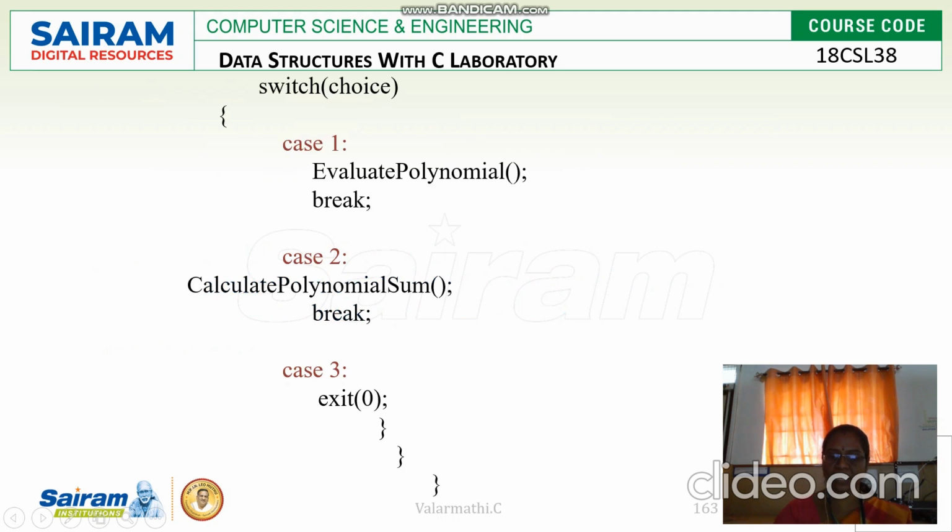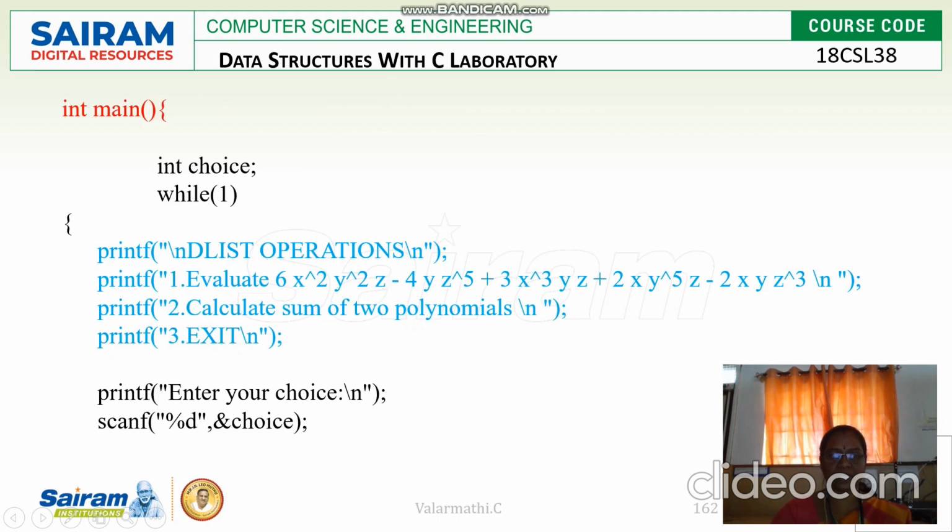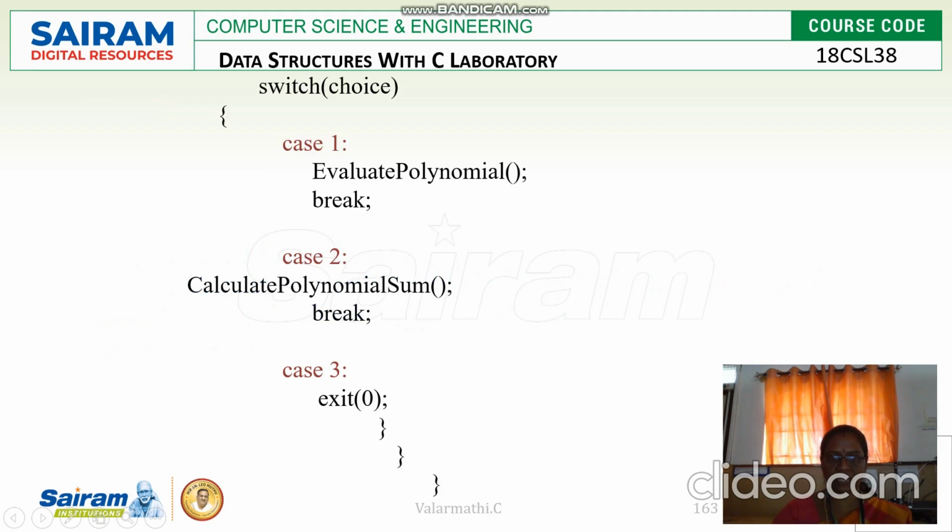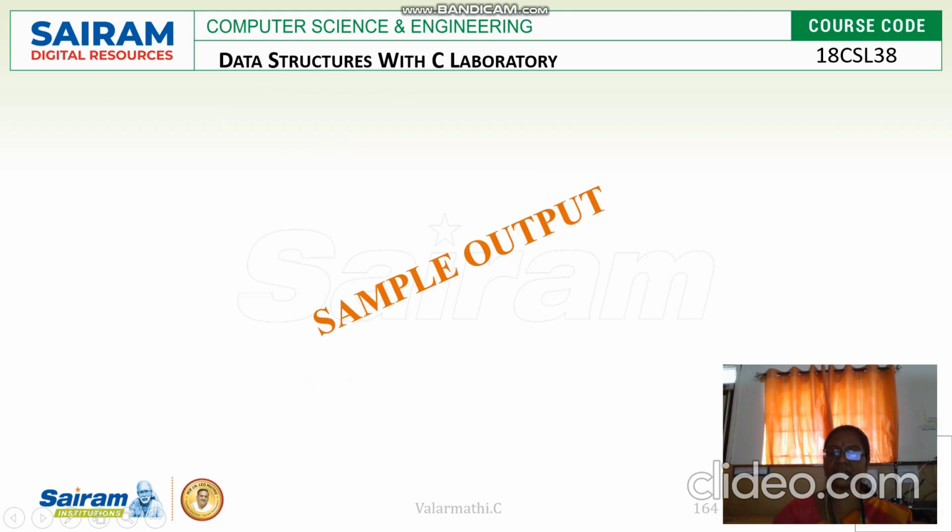So we'll go for the main case now. What happens in the main case means there are three important user driven functions applied here. One is to evaluate the user polynomial expression. Second is for calculating the sum of polynomials, and third one is to exit. So based on the choice, case 1 for evaluating, so the evaluate polynomial function is invoked. Then case 2 for calculate polynomial sum is invoked. Like that for every case the respective user defined functions are called.